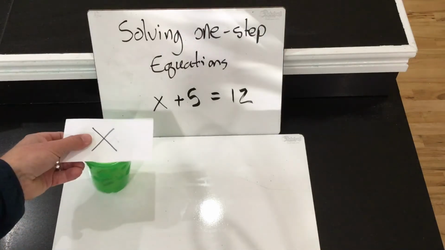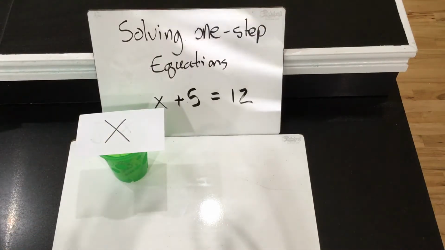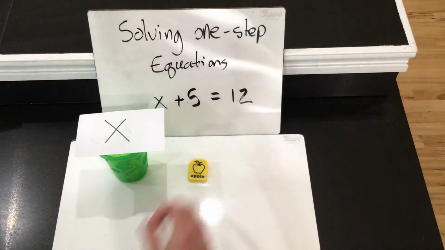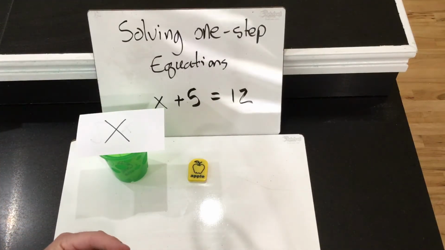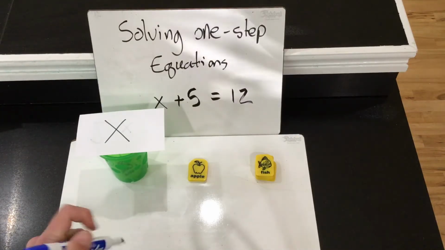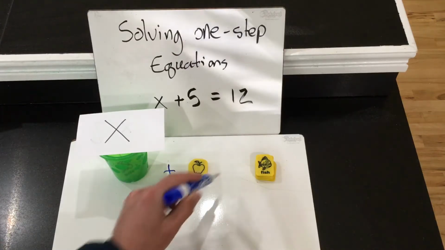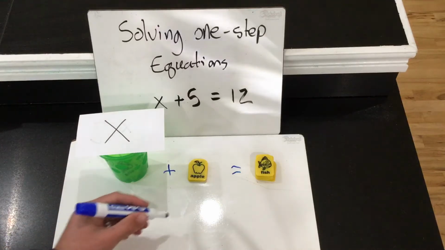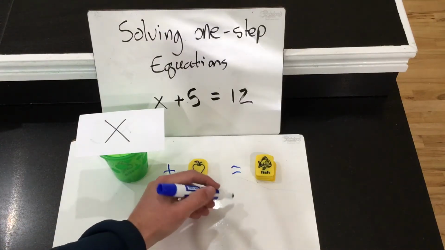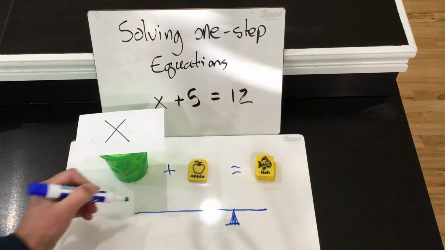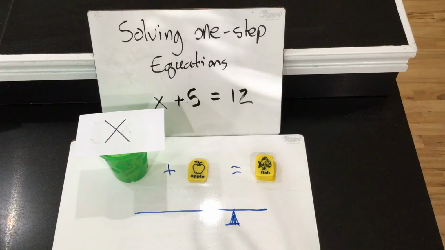I take my cup, which represents x, with an unknown quantity of things in there. Then I'm going to take 5 of these little pieces, and 12 of these pieces. What I have now is the equation x plus 5 is equal to 12. Keep in mind, as it stands right now, this is perfectly balanced, with this as my fulcrum, equal and level.